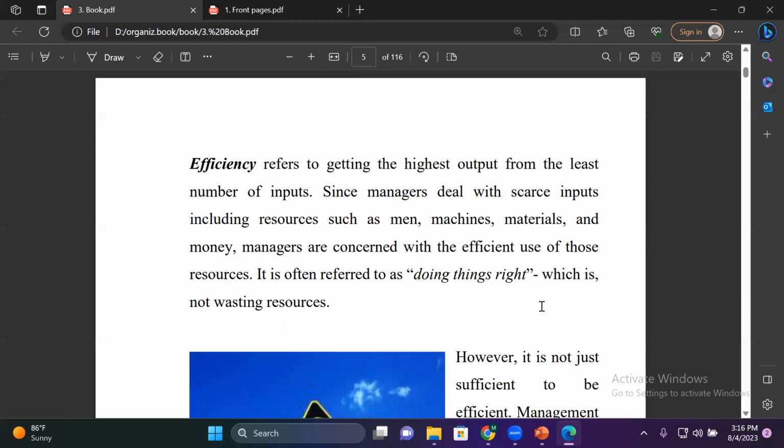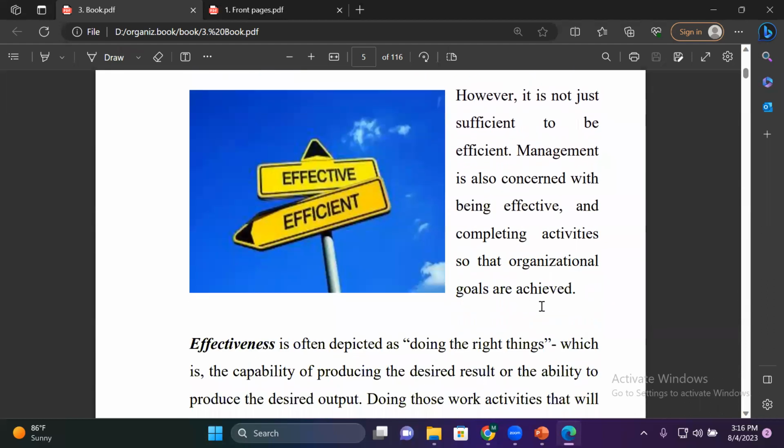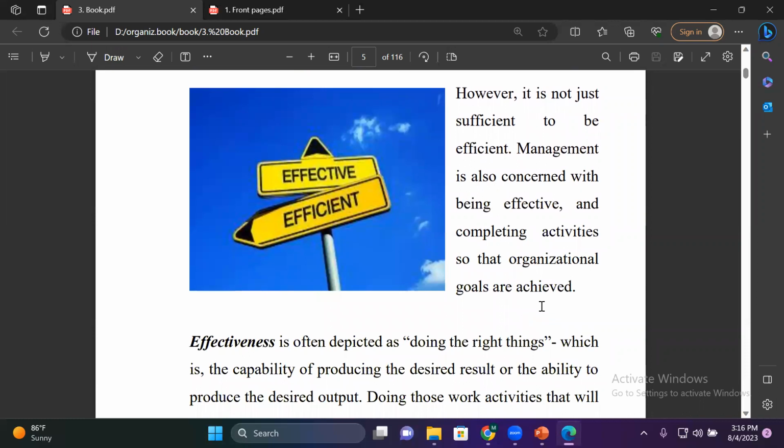Since managers deal with scarce inputs, including resources such as men, machine, material, and money, managers are concerned with the efficient use of those resources. It is often referred to as doing things right. However, it is not sufficient just to be efficient. It's not only being efficient, but of course you want to be effective too. So you are looking at effectiveness.